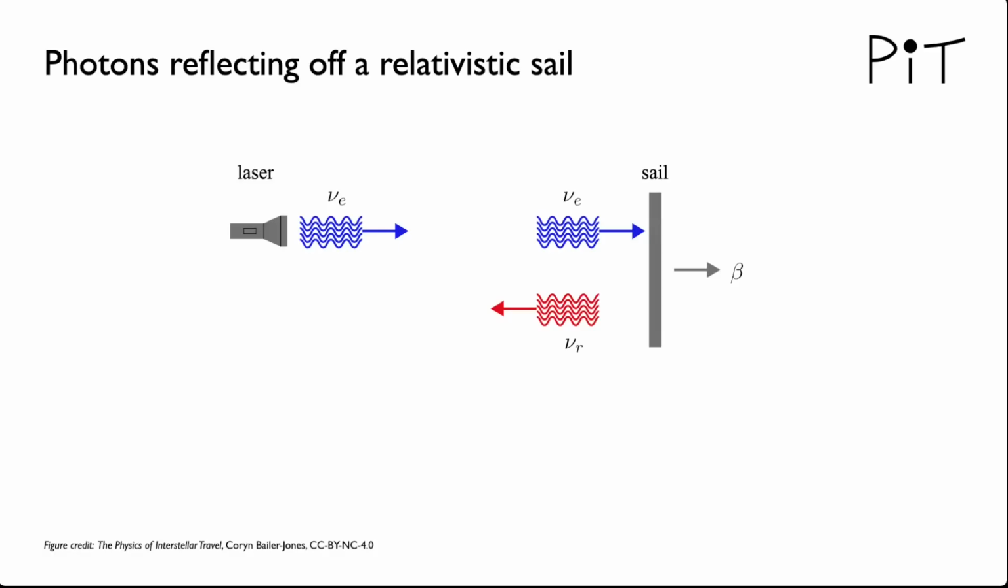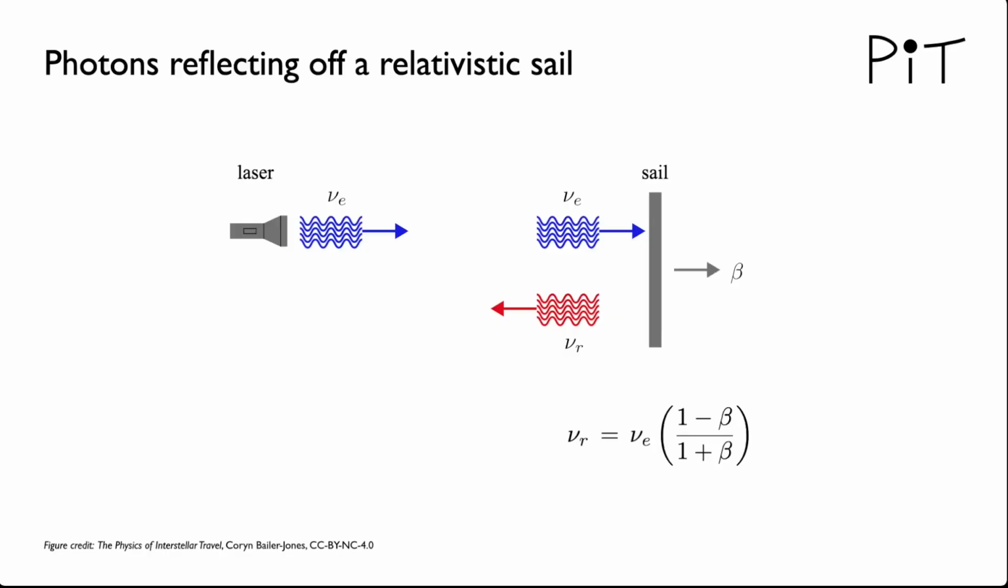When the sail can be accelerated to a significant fraction of the speed of light, we need to consider relativistic effects. In particular, when a sail is receding from the laser at a velocity beta, in units of the speed of light, the photons reflected off the sail are Doppler shifted to lower frequencies, that is, redder wavelengths, by this equation.